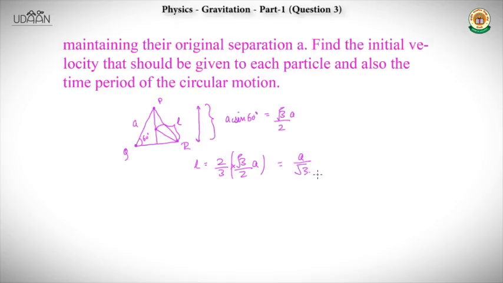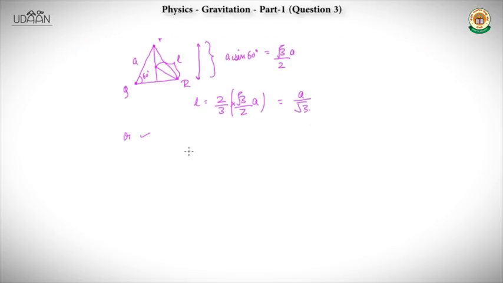Fine. So now we have got the information about the radius of the circular motion, and we also know about the masses. Now the next thing that we have to do is find the force acting on each particle. So let us consider a point R. This mass is m. So there will be 2 forces acting on it.